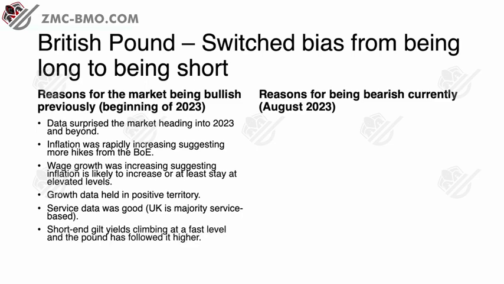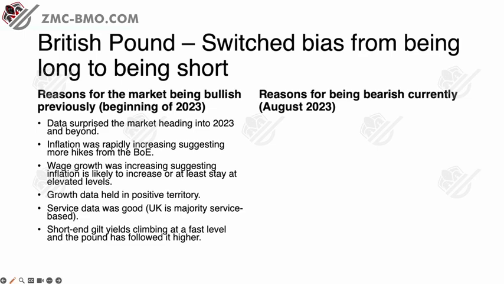And then short-end gilt yields were climbing at a fast pace, and the pound followed them higher. Gilt yields are just the UK government bond yield, and we're talking about the short end, so we're looking at the 2-year. While the 2-year yield rises, based on what you're going to be learning in terms of bonds, it is only going to rise mainly if the BOE is expected to hike more. As we know, if inflation was rising rapidly and data was surprising to the upside, short-end gilt yields are only going to climb higher in this environment, and that is going to pull the pound higher, right?